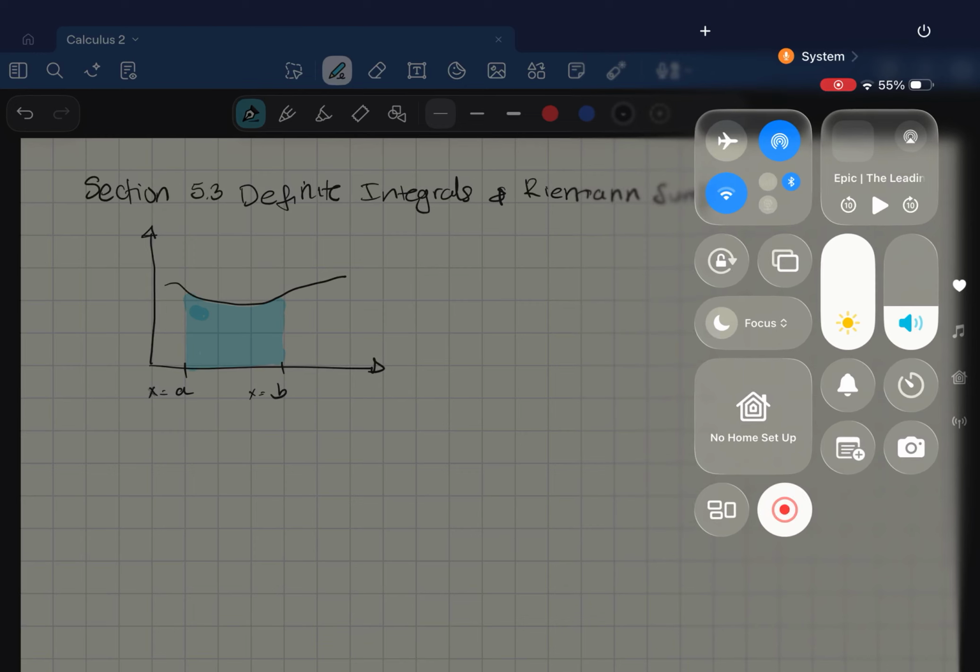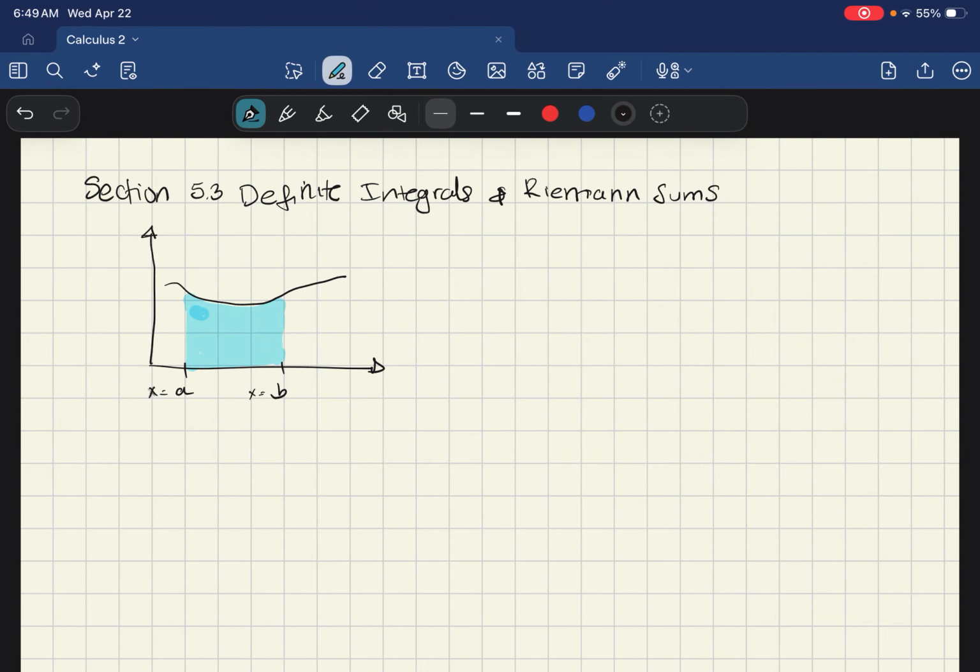Hi everyone. In this video, we are going to be talking about Riemann sums and definite integrals. Here we have a curve where f of x is greater than or equal to 0 on the interval from a to b.